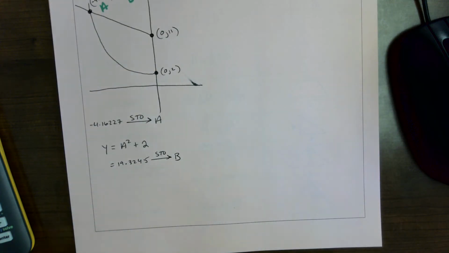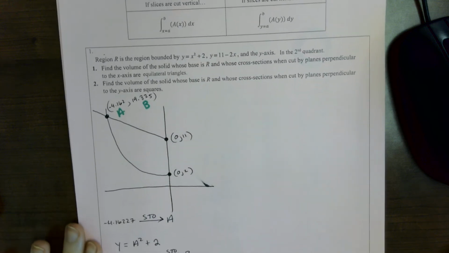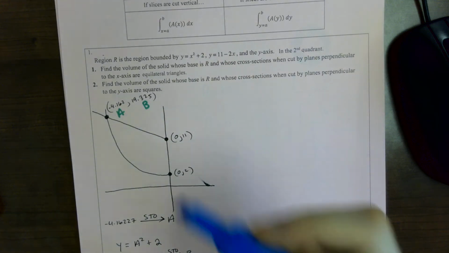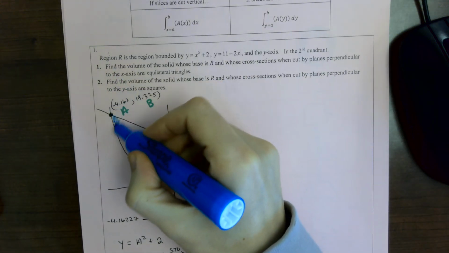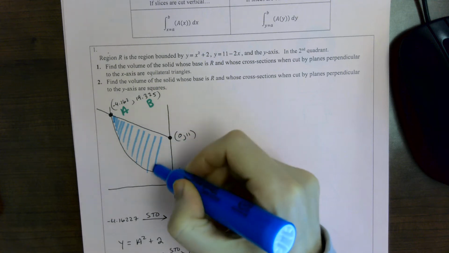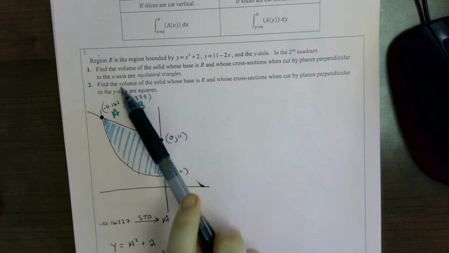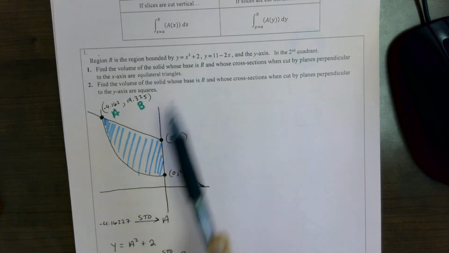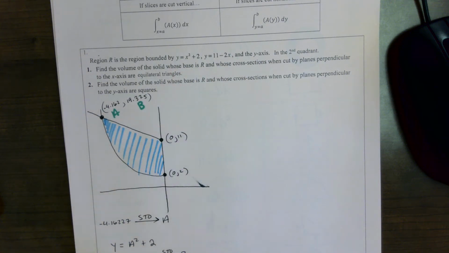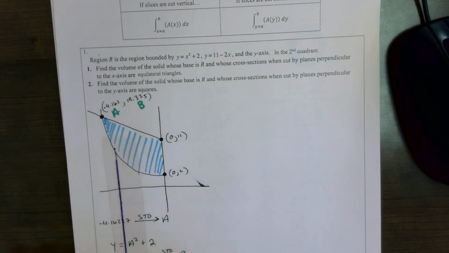Okay. So I've got my intersection points. This is the region that is going to be the base of my solid. All right, now for number 1, we're going to find the volume of the solid whose base is this blue region and whose cross sections, when cut by planes perpendicular to the x-axis, are equilateral triangles.